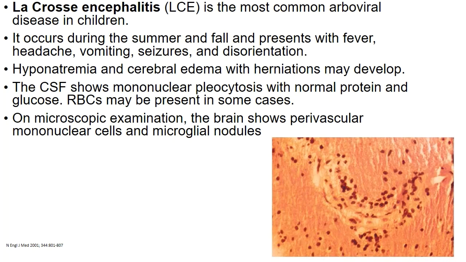So now coming to La Crosse encephalitis. La Crosse encephalitis is the most common arboviral disease in children. It occurs during the summer and presents with fever, headache, vomiting, seizures, and disorientation. Hyponatremia and cerebral edema with herniation may develop. The CSF shows a characteristic mononuclear pleocytosis with a normal protein and glucose level. On microscopic examination, as seen in the figure alongside here, the brain shows a characteristic perivascular mononuclear cell infiltration with formation of a characteristic microglial nodule.